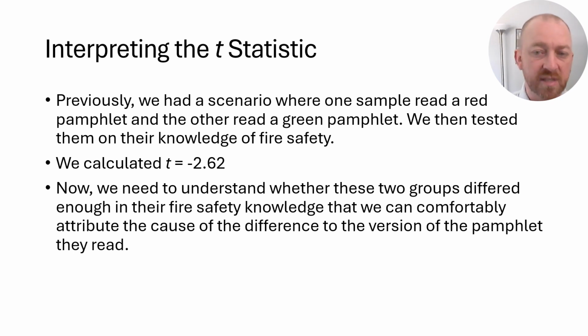So essentially what we're saying is, were they different enough that we can now attribute the differences in their means to the pamphlet that they received? Or were they not different enough that we can say it was due to the pamphlet, it was just because we happened to accidentally find them differently? This is what we're going to cover in much more explicit detail throughout this particular lesson.